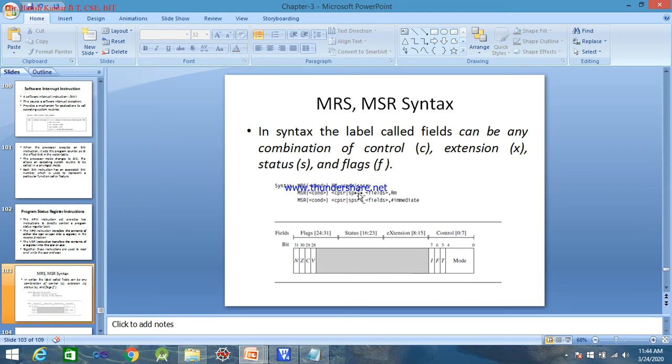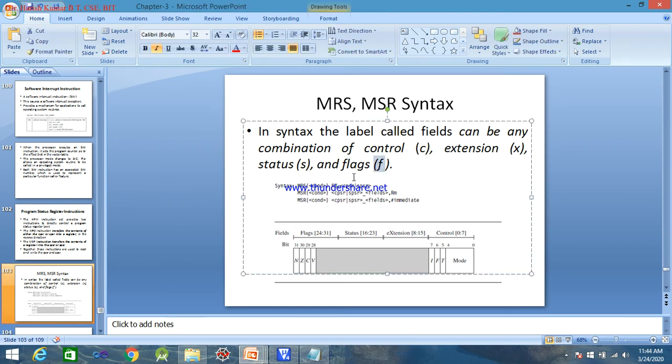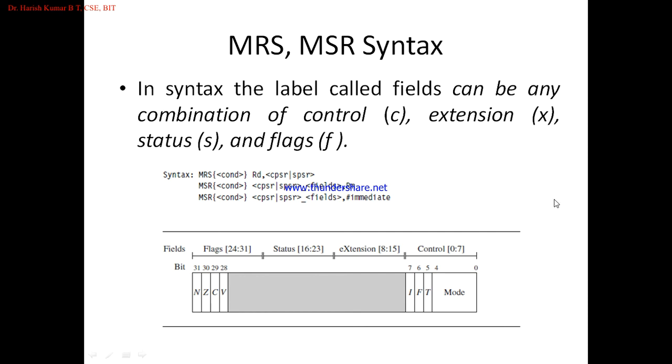Instead of this, it is the same as this, the only difference being that you have an immediate number instead of a register. Now these fields can be C, X, S and F. If you want to modify the flags, you give it as conditional flag F, and if you want to modify the status, you give it as S. If you want to modify the control, you give it as C, and if you want to modify the extension, you give it as X.